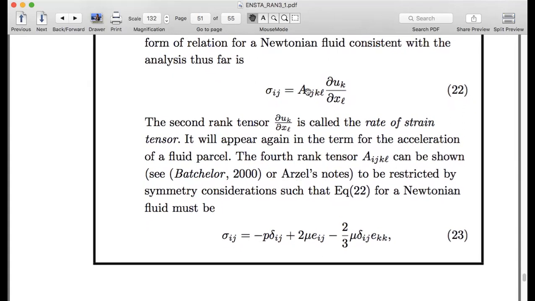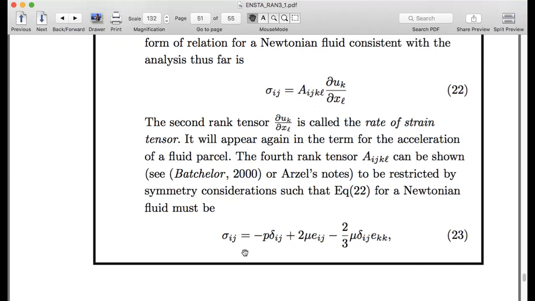So this fourth rank tensor, it's explained by Olivier Arzel's notes, but also Batchelor's book. If we apply some symmetry arguments, we can show that for a Newtonian fluid, this fourth rank tensor A simplifies greatly to this form here. So they've broken it into 3 parts for us.